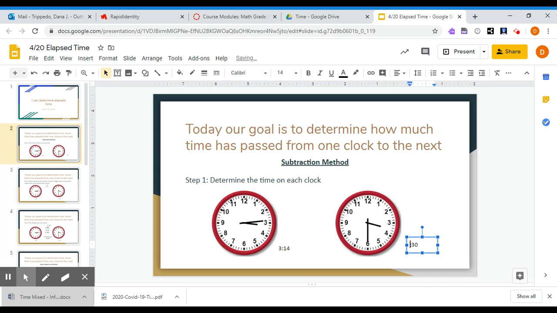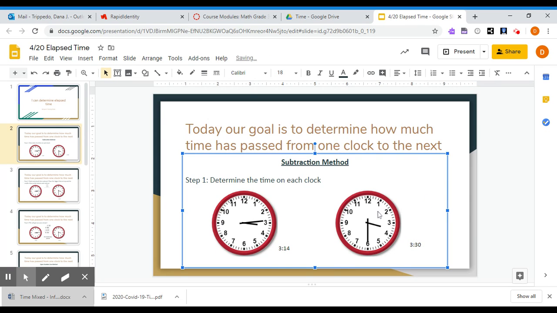And so since it's 30, that means we're halfway through the hour. So you'll see that the hour hand has moved in between the 3 and the 4, which again means that it has touched the 3, it's past the 3, it's getting closer to the 4, but it hasn't touched the 4 yet. So it cannot yet be the 4 o'clock hour, which means we are still in the 3 o'clock hour. So the time here is 3:30.